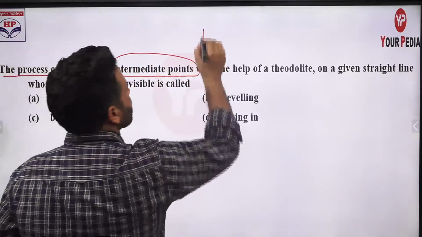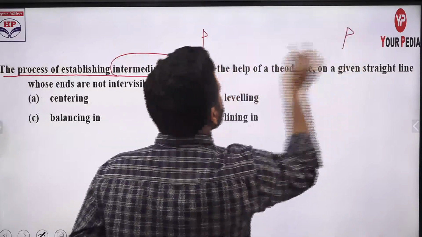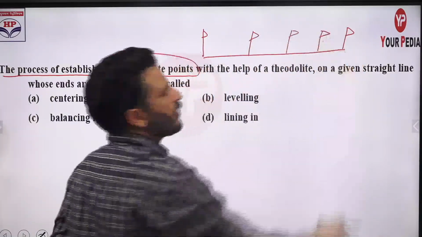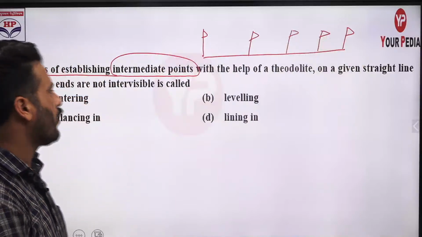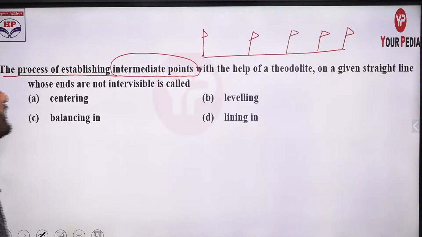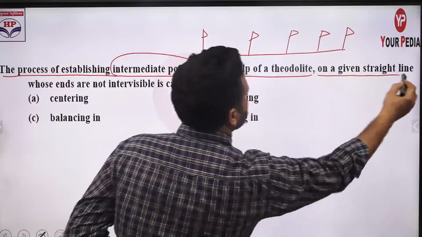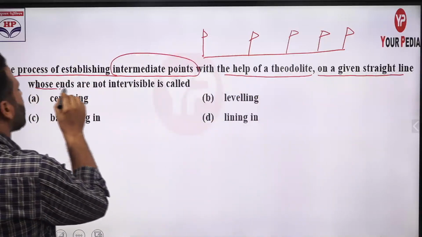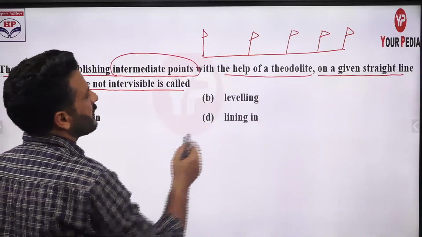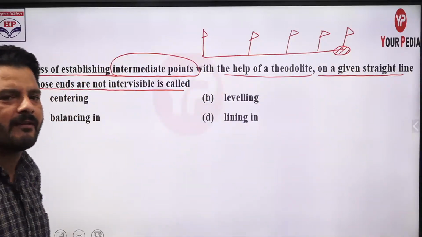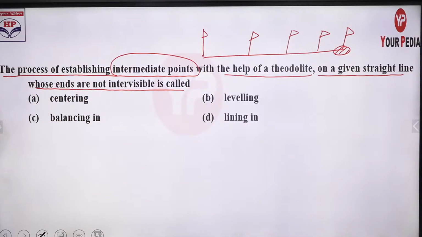Intermediate point, here we have a ranging rod, here we have a ranging rod. So here we are establishing more intermediate points, so we are inserting the ranging rods. So the process of establishing the intermediate points with the help of a theodolite on a given straight line whose ends are not intervisible. Suppose this end is not intervisible to us and we have to mark the intermediate point, then the process is known as what?